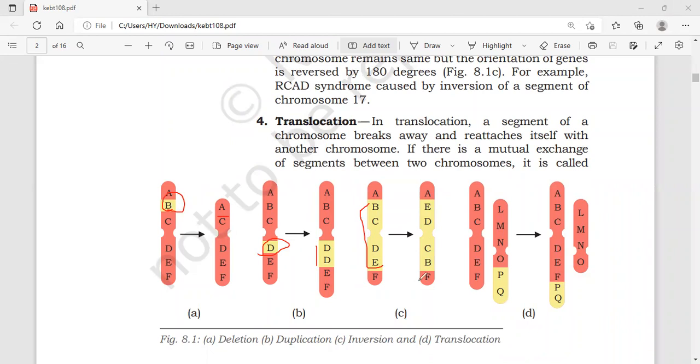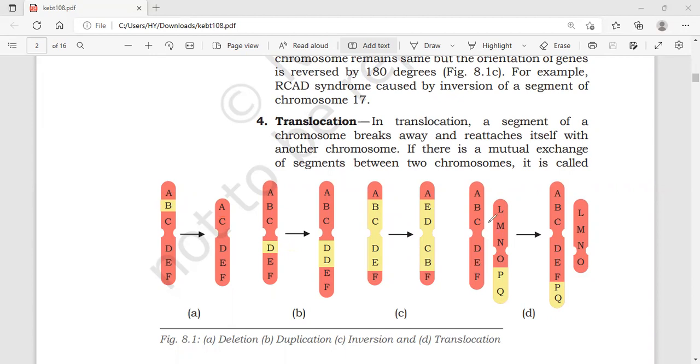See, this is showing the inversion of the B and the E part. The E part has come above and the B part has gone down. So E and B are 180-degree inverted. E has gone to the place of B, and B has come to the place downward.